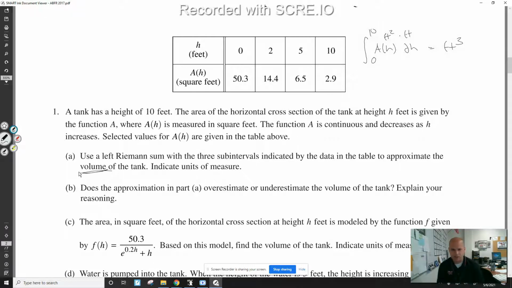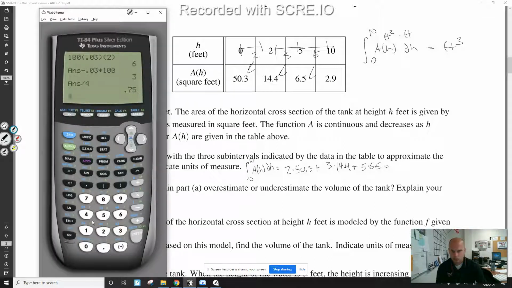Indicates units of measure. They're telling you it's a volume. Maybe you didn't know feet squared times feet is cubic feet, but they're telling you it's volume. So that should help you. So we just need to approximate the integral from 0 to 10 of A of h dh. So left Riemann sum. Base times left height. Base times left height. Base times left height. So 2 times 50.3 plus 3 times 14.4 plus 5 times 6.5. We'll find that value because we have our calculator. It's in cubic feet.